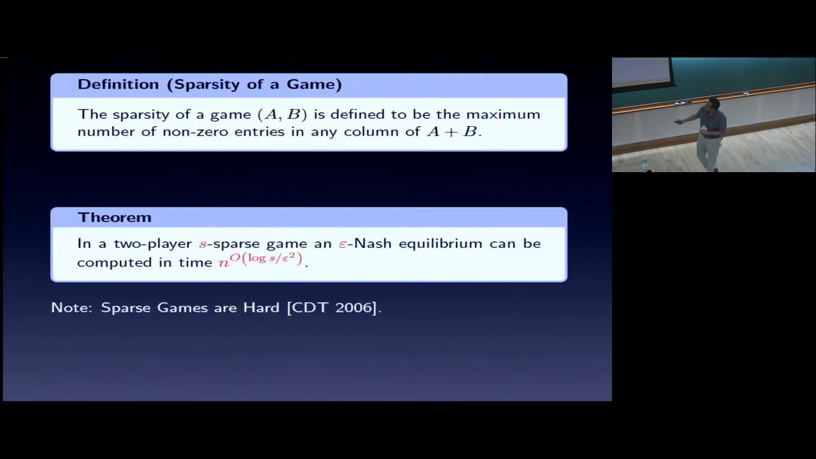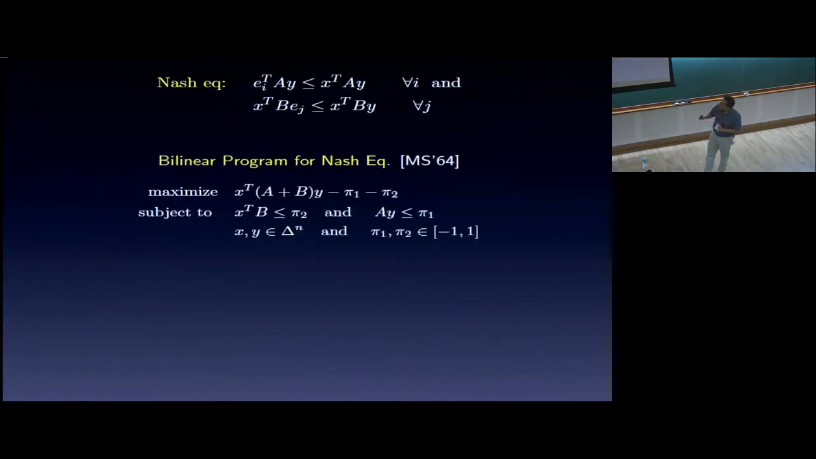And let me mention as an aside that S-sparse games are in fact hard. So if you want to find an exact Nash, again, it's unlikely that there is a polynomial time algorithm. So approximate Nash is the best one can hope for. Right, so on to some technical parts. This is the definition of Nash equilibria that I mentioned some time ago. It's again a pair of distributions x and y that satisfy these 2n inequalities. No one has an incentive to deviate unilaterally.